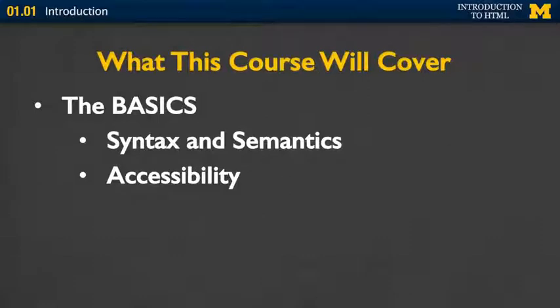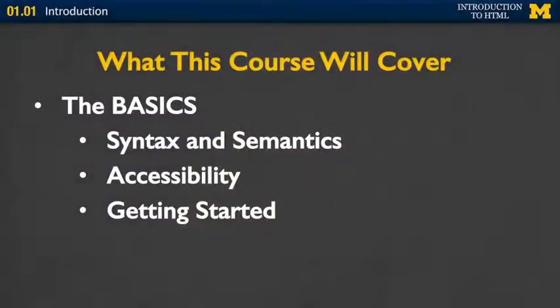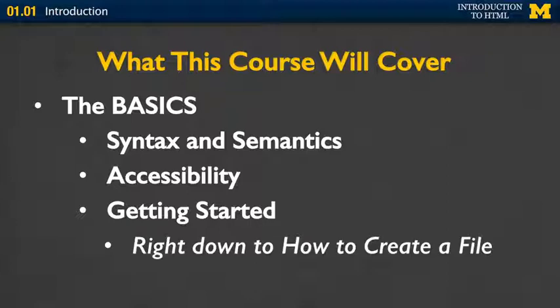After we cover the syntax and semantics, we're going to talk more about this accessibility idea that I just alluded to. This idea that if we're going to build a web page, what do we need to do to make sure the most people as possible can access the information? We're also going to be talking about getting started in technology and writing code. And when I say getting started, I mean really getting started. Right down to you and I walking through together how we're going to create a file.